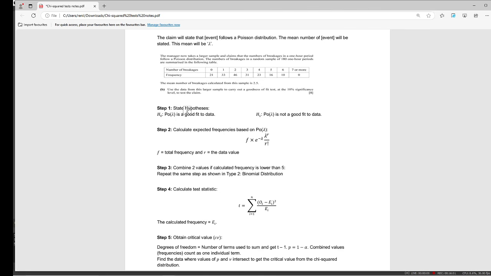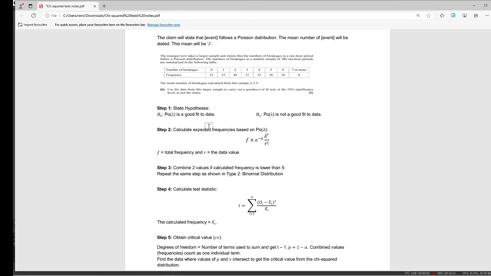And now we have to plug in the value. H null, which is our null hypothesis, states that Poisson distribution is a good fit to data. Remember, we need to plug in lambda as 2.5. But since this is a general note, I'm not going to plug in any specific values. And H1 always contrasts H null. Your alternative hypothesis will state that the Poisson distribution is not a good fit to the data. This is quite prerequisite. It always stays like this.